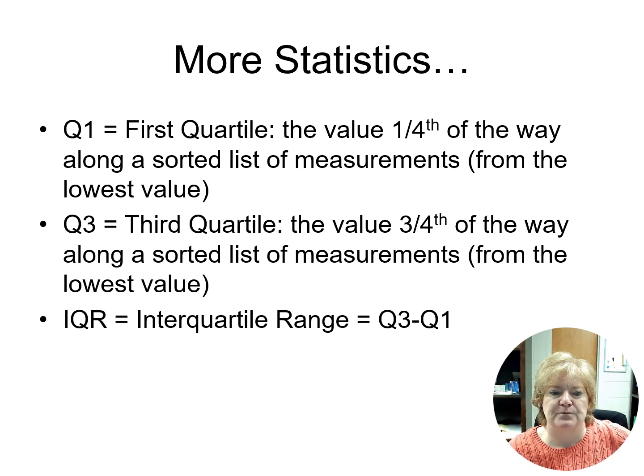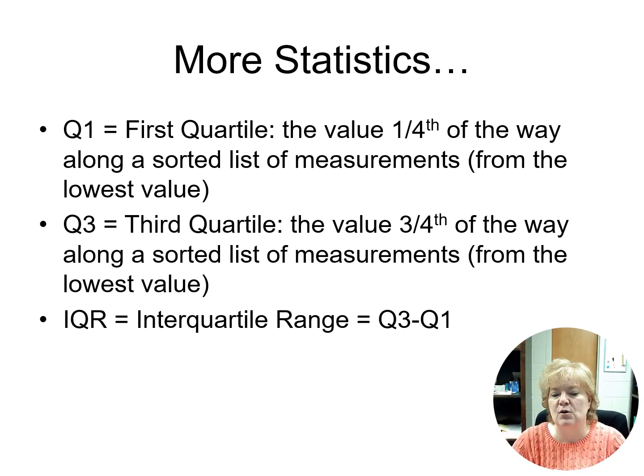All right, so again, definitions. The first quartile, Q1, is the value that's 1/4 of the way along a set of measurements when they're in sorted form from lowest to highest. And Q3, or the third quartile, is the value that's 3/4 of the way along the list in a sorted set.